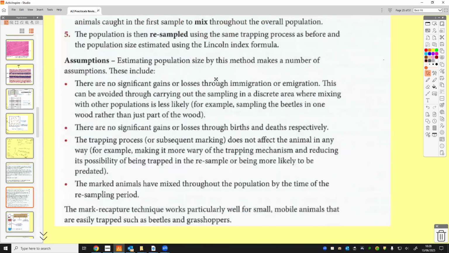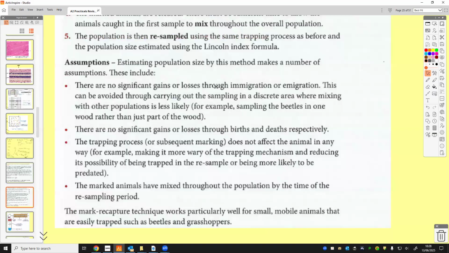Okay, so the assumptions here, which aren't really what you can imagine or what will happen, is that there's no significant gains through immigration or emigration. That's why you don't leave them for that long. No significant gains through births or deaths. Again, don't leave them for that long. The trapping process shouldn't affect the animal in any way, and the marked animals should have sufficient time to reintegrate back into the population. So as it says at the bottom here, it tends to be small, mobile animals that are easily trapped. Okay, trapping, you could use a pitfall trap, you could use a sweep net possibly as well.